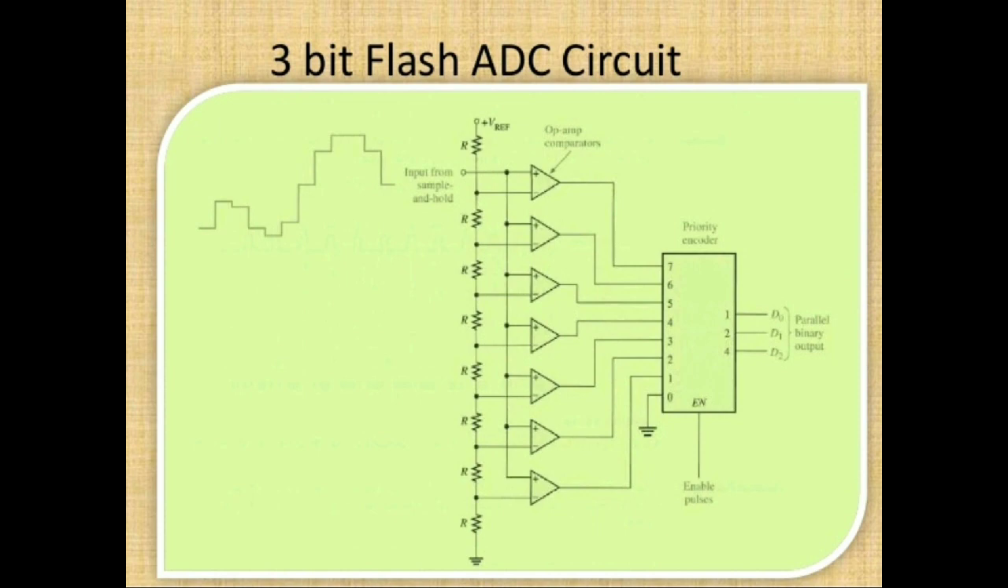Once again, pins 1, 2, 3, 4 are the parallel binary outputs. It's a 3-bit flash ADC. If it's a 4-bit flash ADC, you will get 4 outputs, D0 to D3. As it's a 3-bit ADC, you get D0 to D2. They are the parallel binary output voltages. This priority encoder catches the outputs of all the comparators and encodes them to binary values. This way the analog input of your flash ADC is converted into digital form.